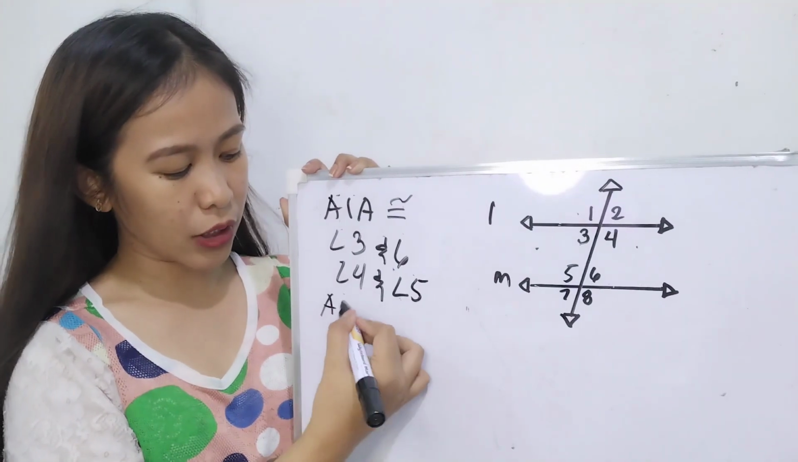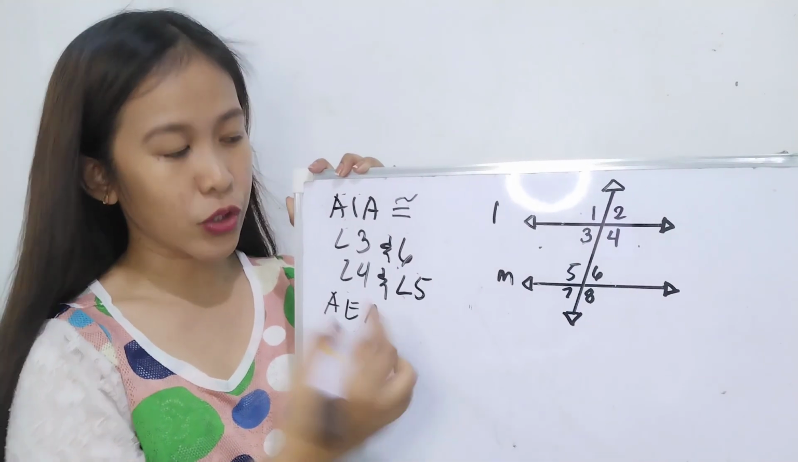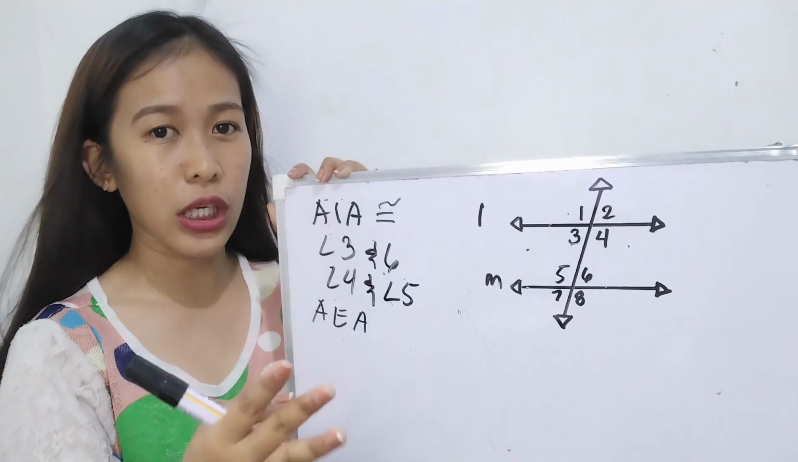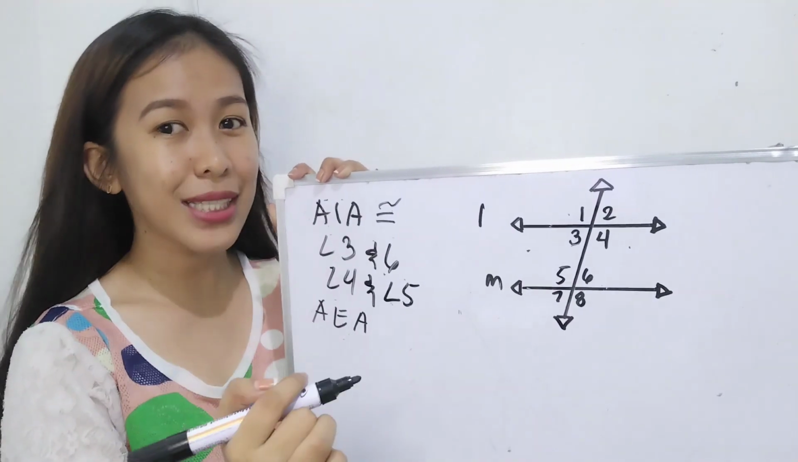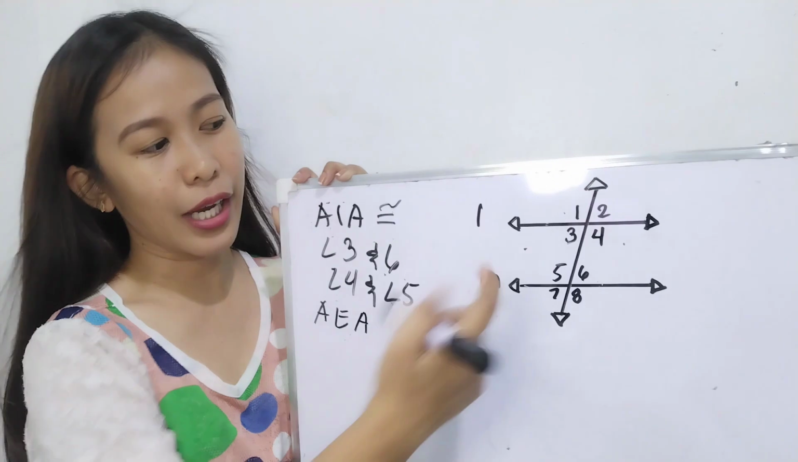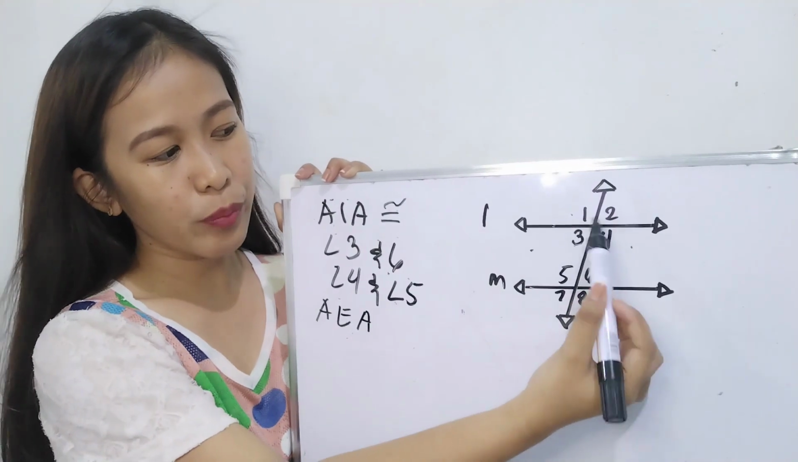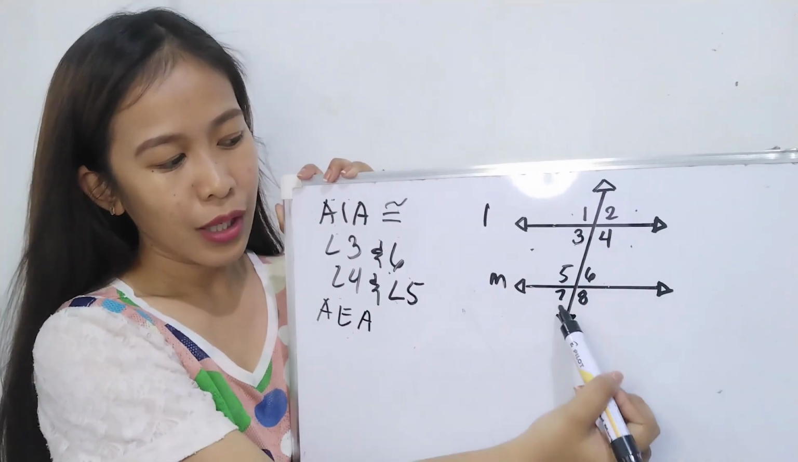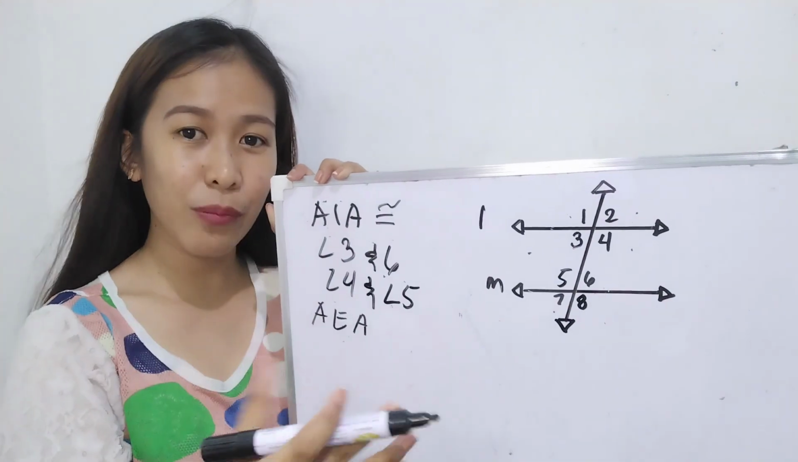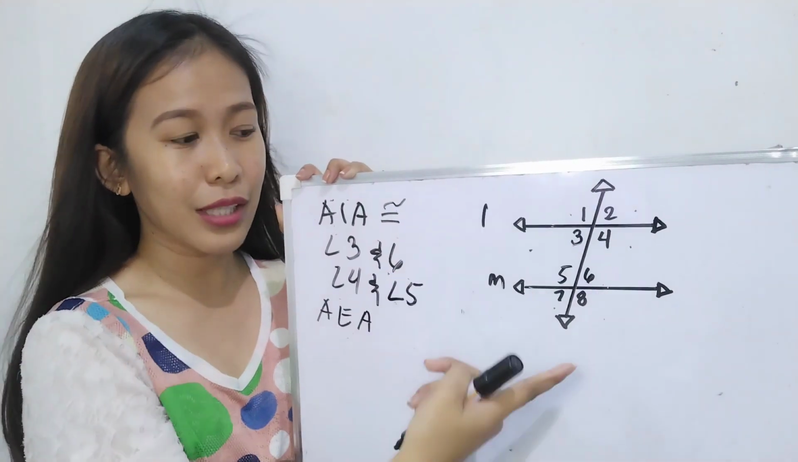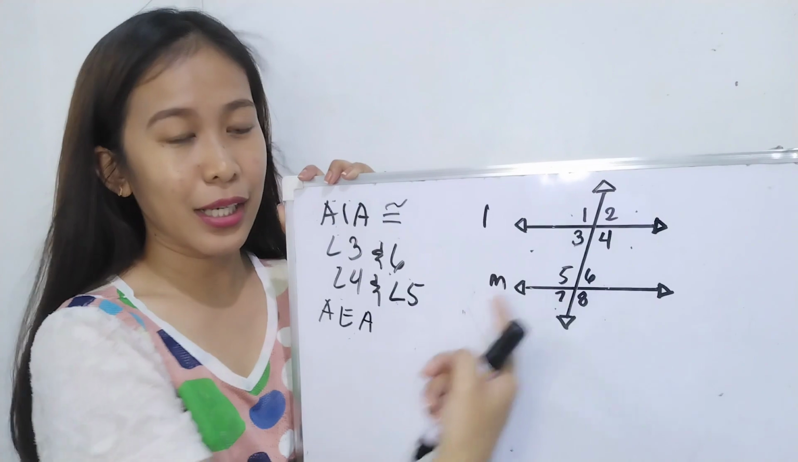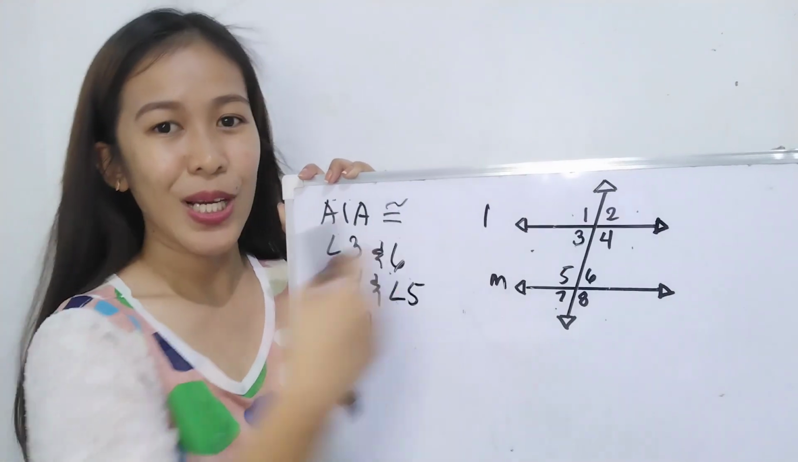Now, let's proceed to alternate exterior angles. So, from the word itself, exterior, meaning to say, nasa labas ng parallel lines. Okay, ibig sabihin, dito lang tayo pipili sa angle 1 and angle 2, angle 7 and angle 8. Kasi sila lang naman yung outside ng ating parallel lines. Dito sila nasa labas. Okay?